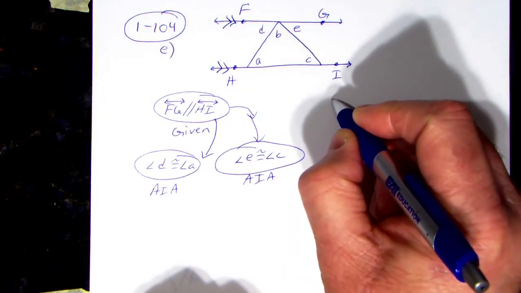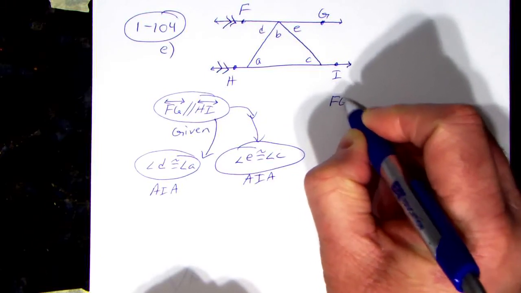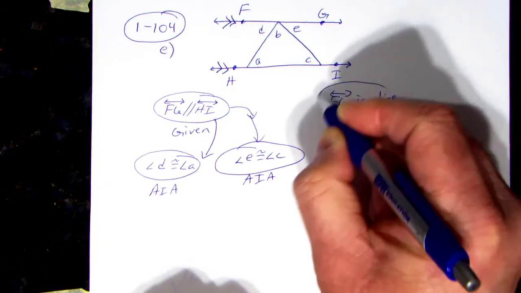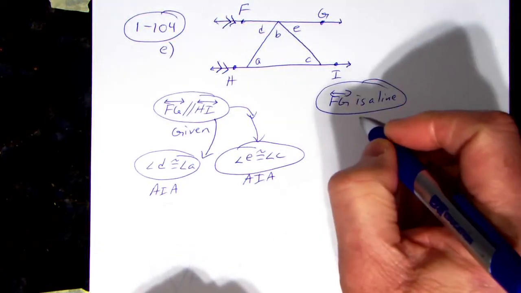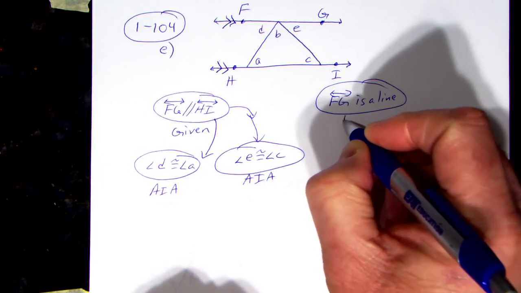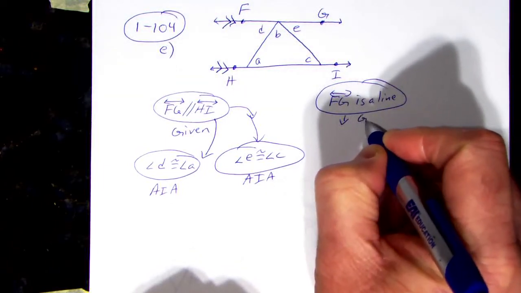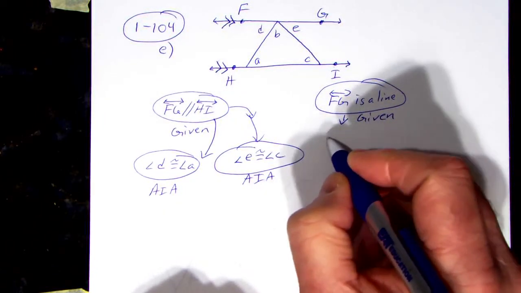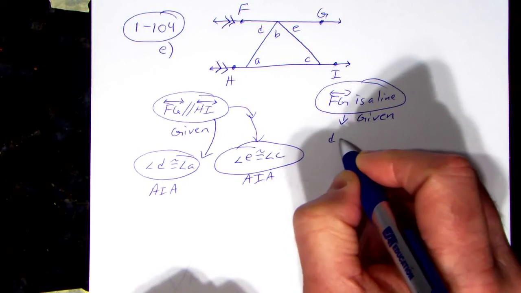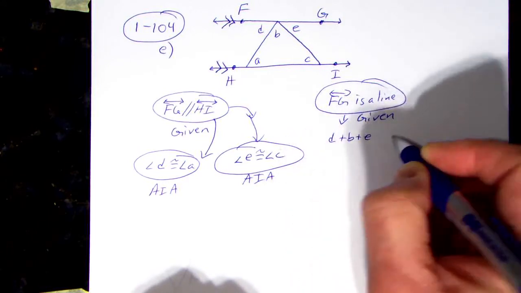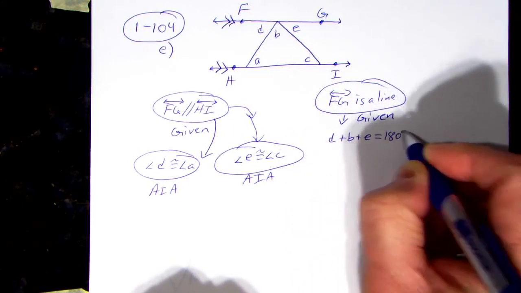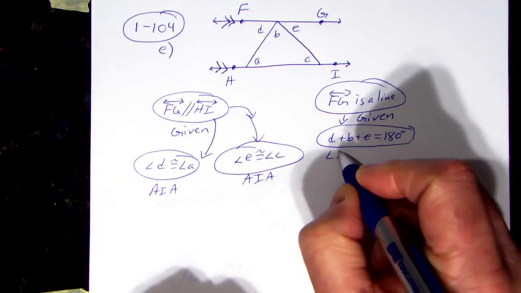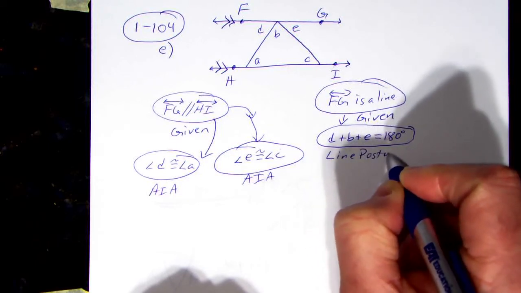So we know that FG is a line. Right? This is going to be a little more detailed than maybe you needed to be, but you know me, I like to go for the details. That is given to us. And then we know that D plus B plus E is going to equal 180 degrees. Okay. That is something called the line postulate.